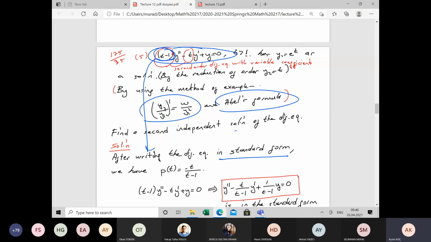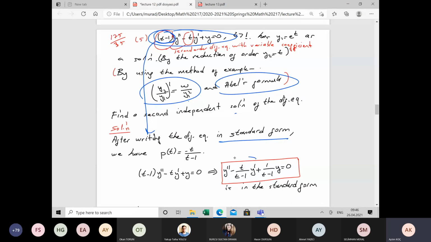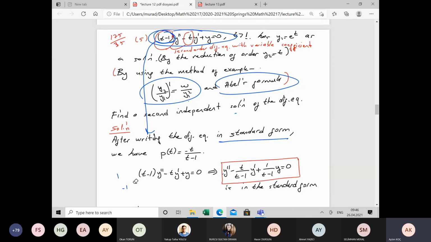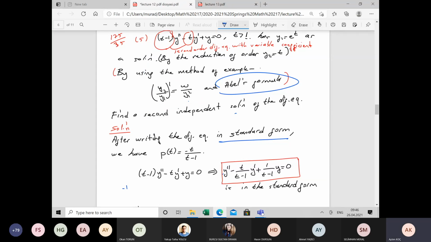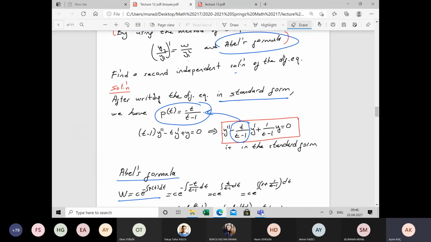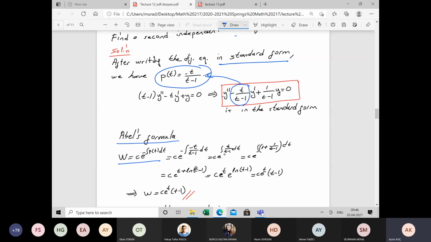So for the standard form, multiply by 1 over t minus 1. We obtain the coefficient of y double prime as 1. Yes, standard form. Then what is p of t? p of t, the coefficient of y prime, is equal to minus t over t minus 1. So let's compute Abel's formula: C times e to the minus integral of p of t dt. Write p of t here, so we obtain the integral, and compute this integral.